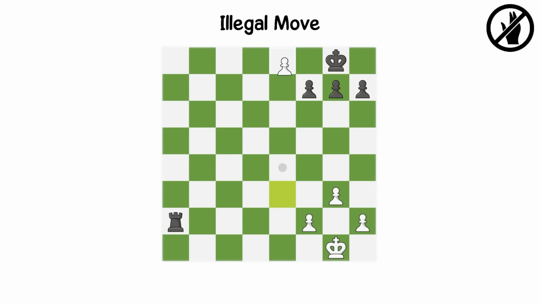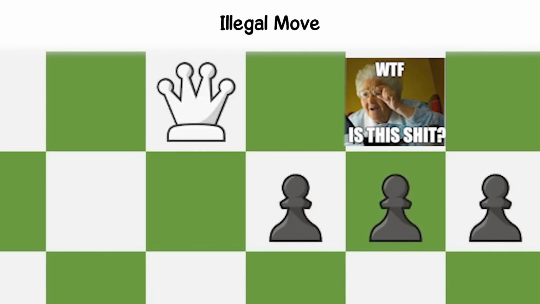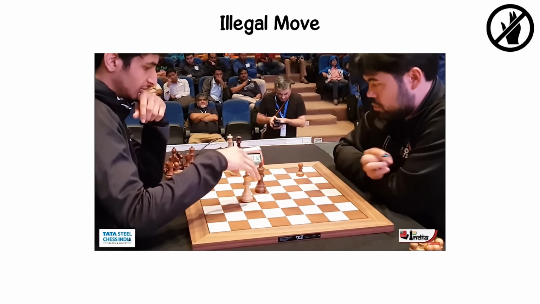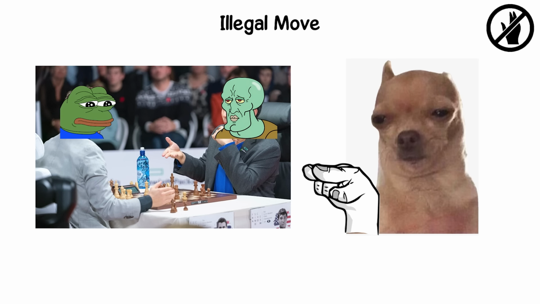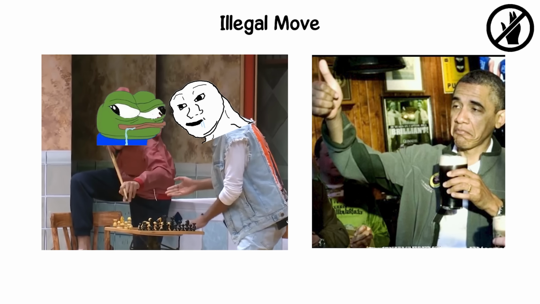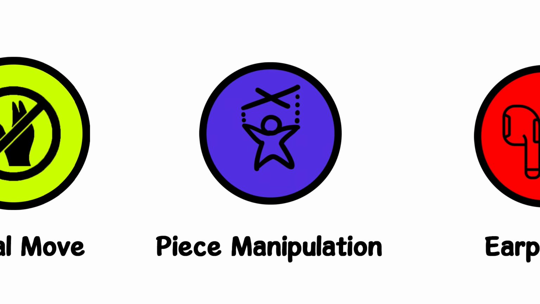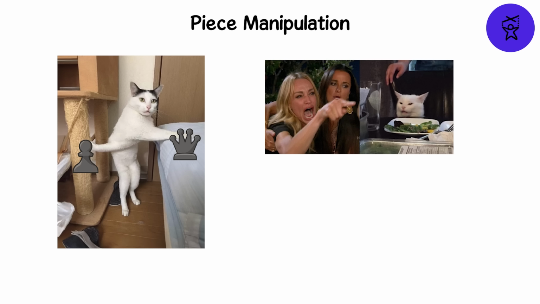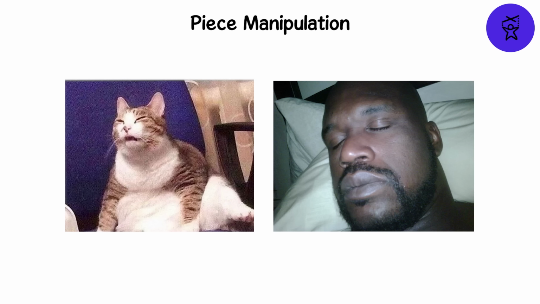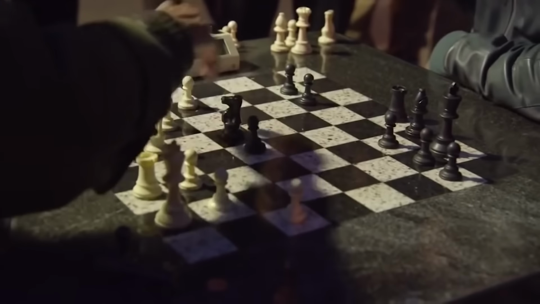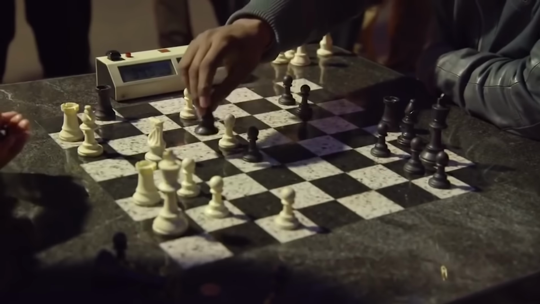This can include moving pieces in ways they are not supposed to, or attacking your opponent's king using your own king. These moves are typically caught during official matches due to strict monitoring, but they can go unnoticed in informal games. Piece manipulation. Piece manipulation refers to physically altering the position of the pieces on the board, often when the opponent is not looking. In this instance, the chess hustler takes both knights in the same move.